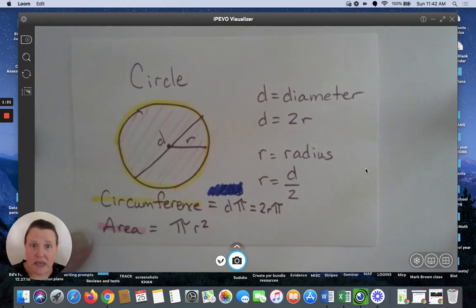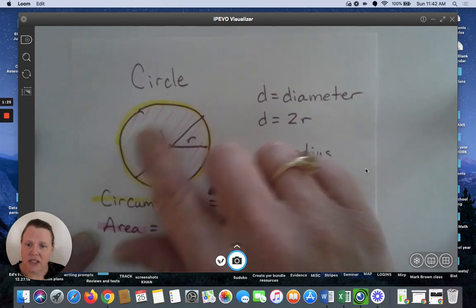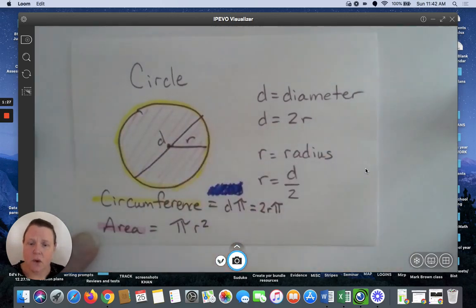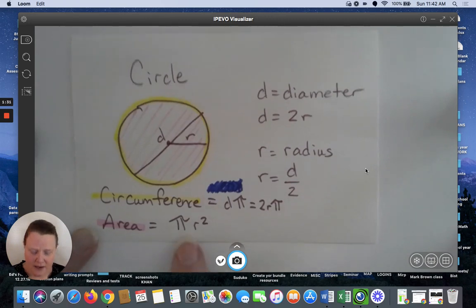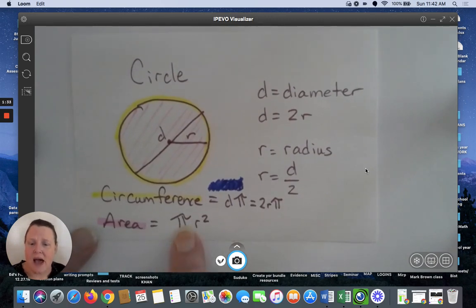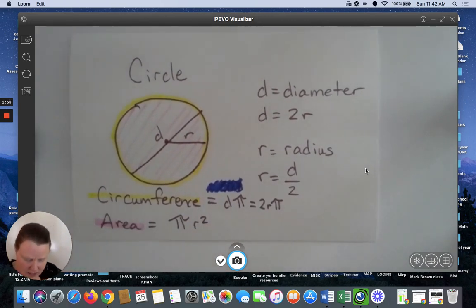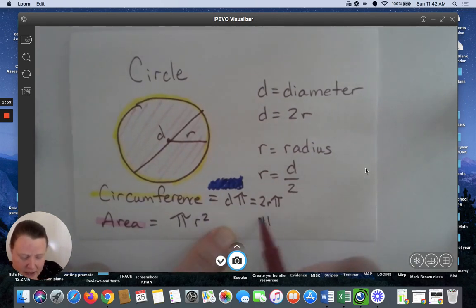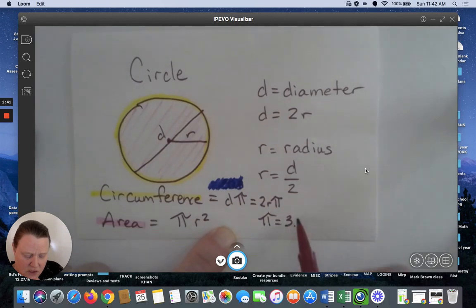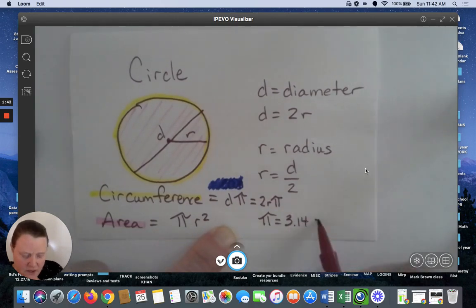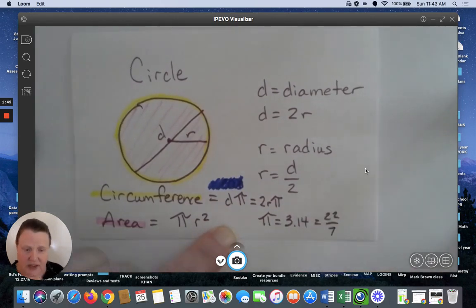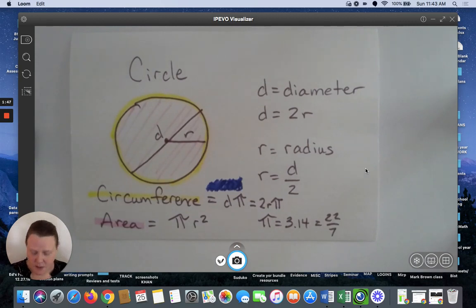On area, we need to know the radius, and so I have colored that in pink, and you can see that I have shaded in the inside. That's the whole total area. No matter what shape you're using, that's how we figure the area. So the formula for that is pi times the radius squared. Now we use quite a few different things for pi. Pi in number form is usually used as 3.14, or as a fraction, 22/7. Either one of those would be acceptable, and you just have to pay attention to what the instructions say.